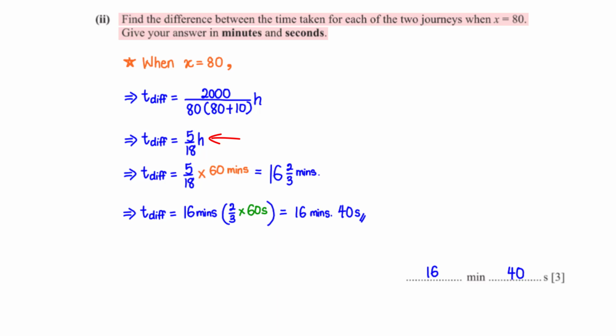1 hour is 60 minutes, and so to convert this to minutes, we multiply 5/18 by 60. This gives us 16 2/3 minutes. 1 minute is 60 seconds, and so to convert 2/3 minutes to seconds, we multiply it by 60. 2/3 times 60 is 40. And so our final answer here is 16 minutes, 40 seconds.